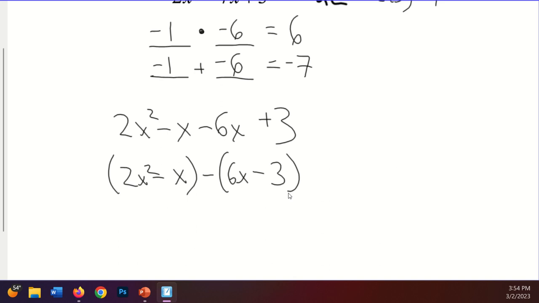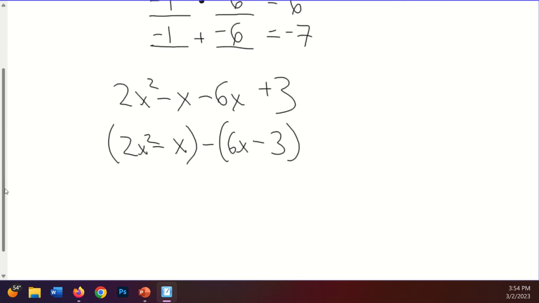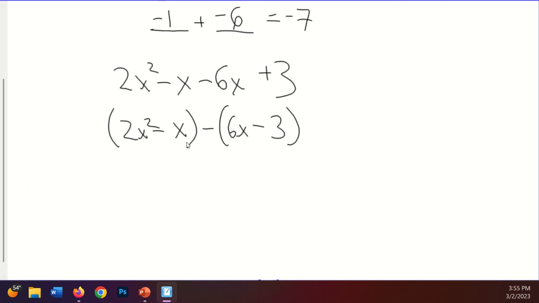And so now I'm going to factor something from both of them. Now the first one's pretty easy. All I can take is an x out of it. So I'll take that x out of the front, and that'll leave me with 2x minus 1. So 2x squared divided by x is 2x, and then x divided by x is negative 1. And then here I can take a 3 out of both terms, so I'll have negative 3, and then it'll be 2x minus 1.